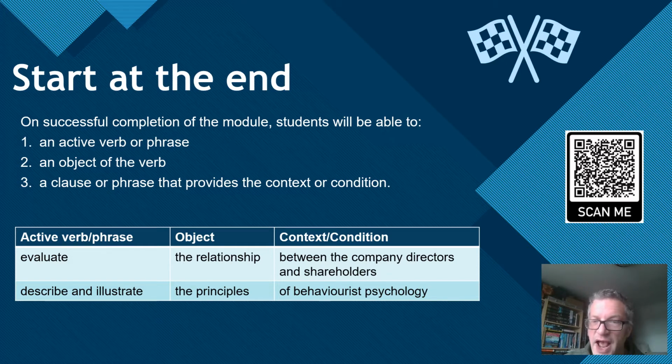The first one is an active verb or a phrase. The second one is an object of that verb. And the third one is a clause or a phrase that gives some kind of context or condition to the things that you've previously described. There's two examples on the slide. For example, evaluate, the active verb, the relationship, the object, and the context between the company directors and shareholders. And if you're familiar with learning outcomes, I'm fairly confident you will see these three elements in most of them.